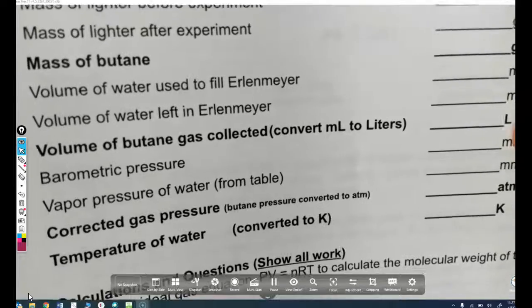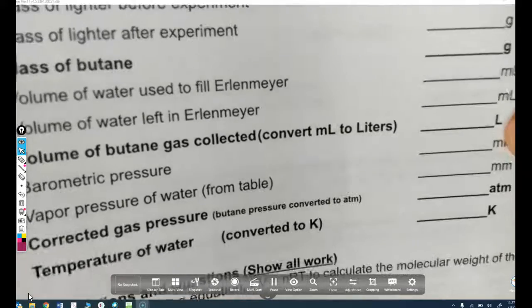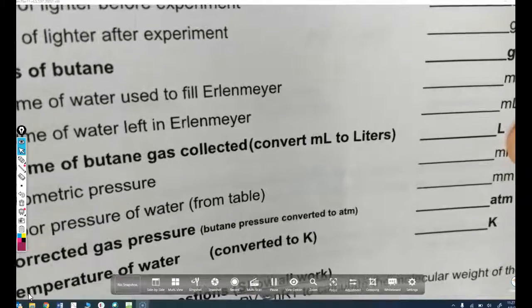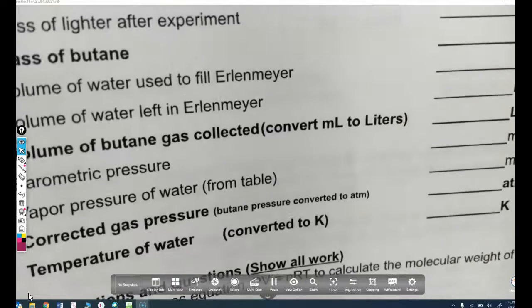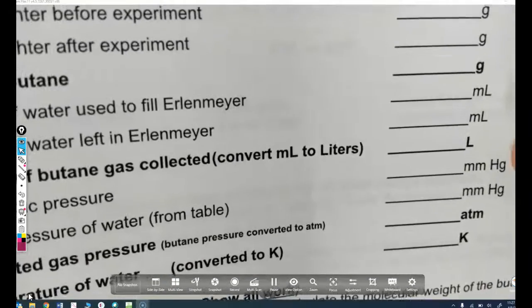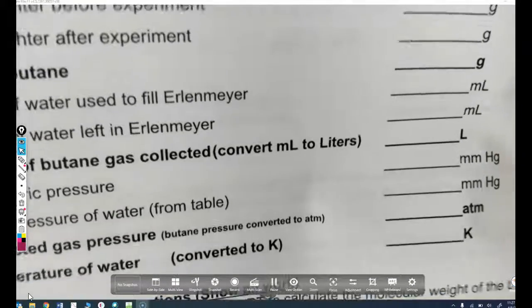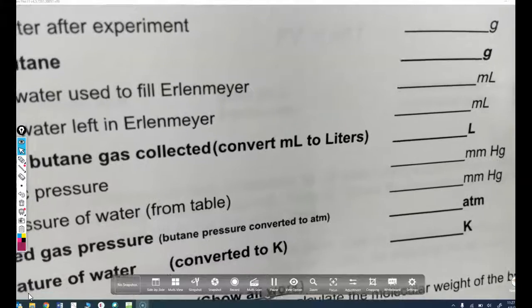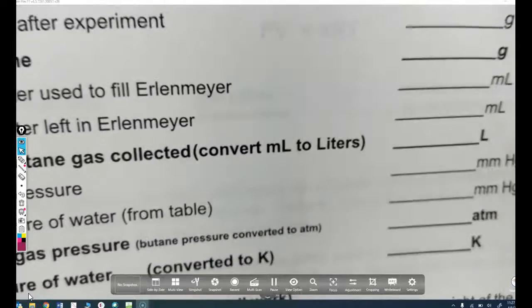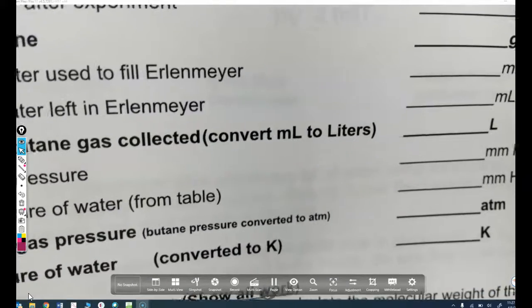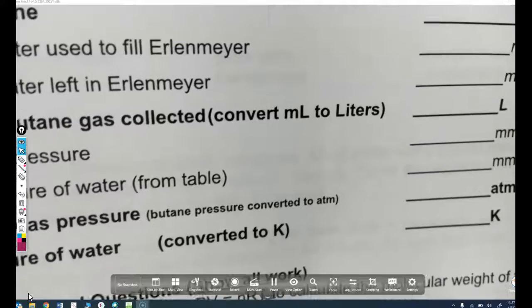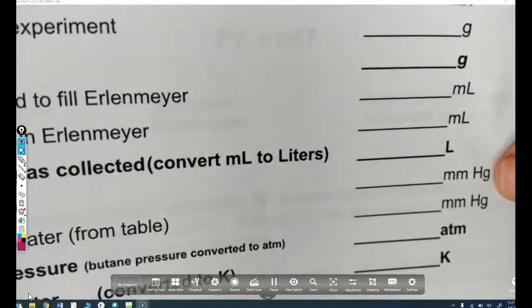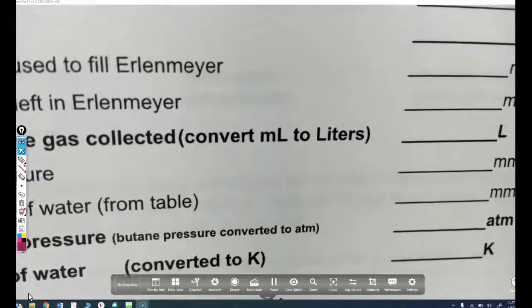When we subtract these and convert to liters, we're going to be able to find the liters of gas that we actually collected. Now, we also need to record our barometric pressure. So our barometric pressure for today, it is a bright sunny day while I'm doing this, comes out to 758 millimeters of mercury. So record, please, 758 millimeters of mercury.